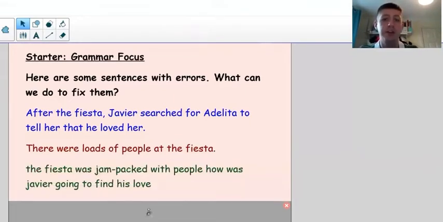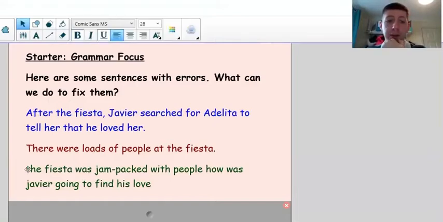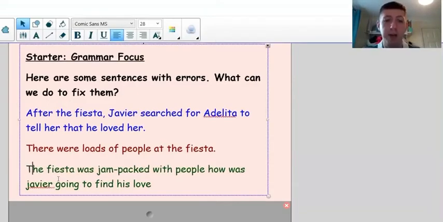The fiesta was jam-packed with people. How was Javier going to find his love? Right, I think the error here is to do with punctuation, isn't it? We of course know that every sentence should start with a capital, but I think there might be more than one sentence here. So let's see. Capital T for the beginning. The fiesta was jam-packed with people. How was Javier going to find his love?